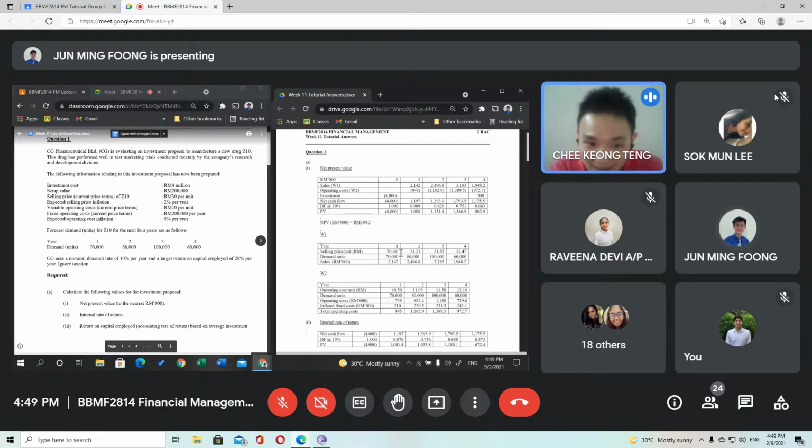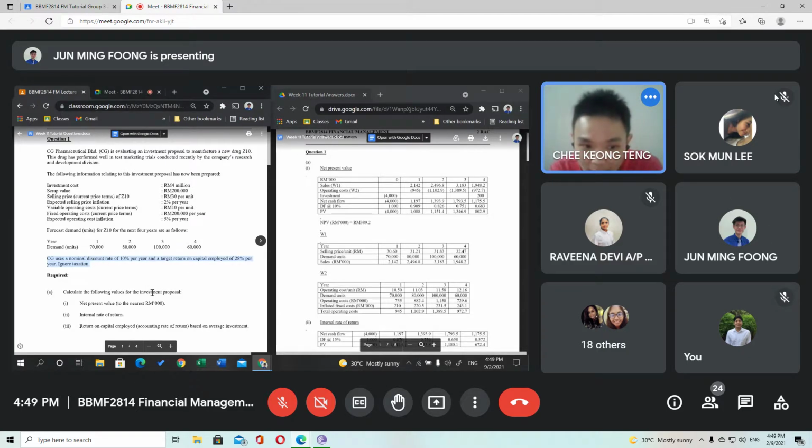And you see the last sentence, because I want to train you all to be very keen on all these words. CG uses a nominal discount rate. Remember this one? Nominal is what? Nominal is the normal one. So you make sure that all the cash flows you have calculated are nominal cash flows.